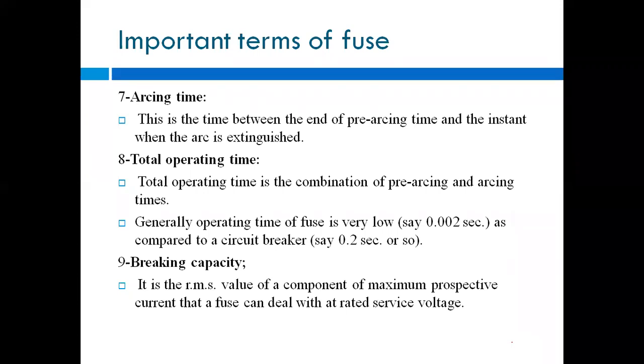And the next definition is breaking capacity. Breaking capacity is the RMS value of the component of maximum prospective current that a fuse can deal with at rated service voltage. We have seen the prospective current definition. So it is the RMS value of the component of maximum prospective current which the fuse can deal with. And the last term is important, that is at rated service voltage. That is the breaking capacity of a fuse.